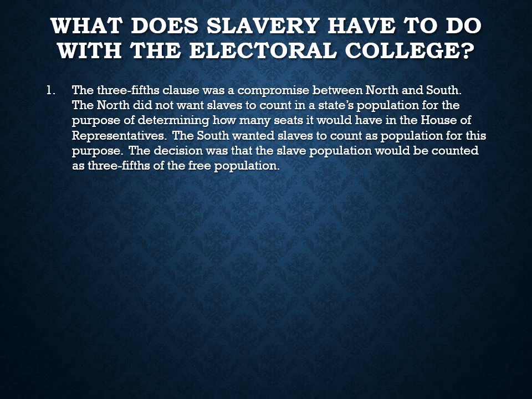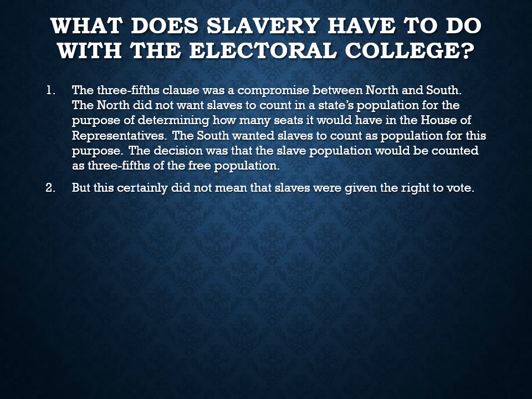This doesn't mean that an African American is seen as 3/5 of a person. It means that in terms of counting for a representation in Congress, that's how they did it. Now, the problem is this didn't give slaves the right to vote. It just gave representation to slave states based on the numbers of slaves.